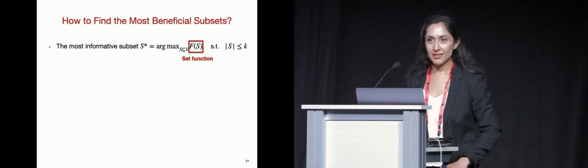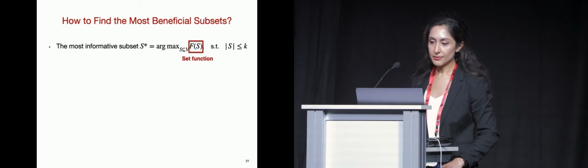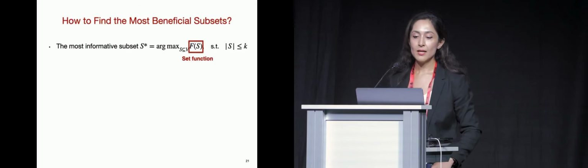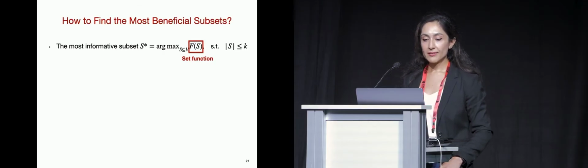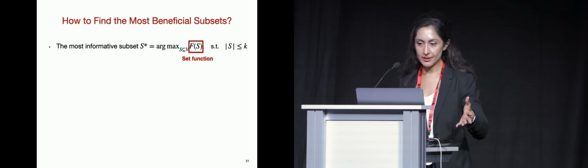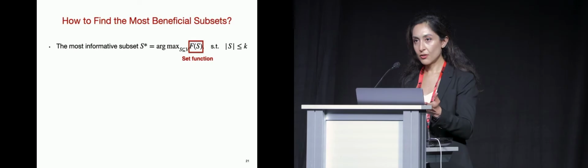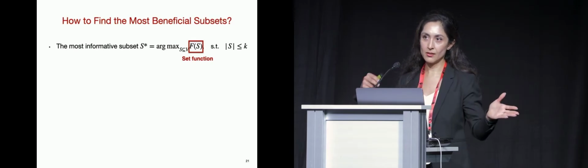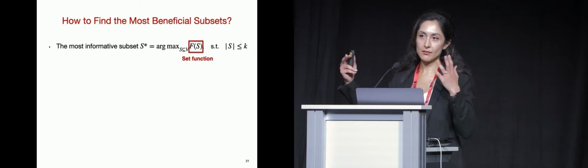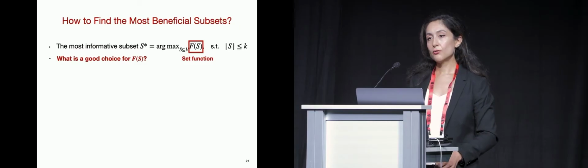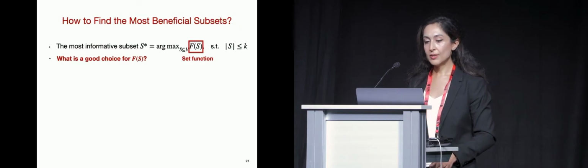Okay, so how can we find these most informative, most beneficial subsets? Let's formalize our problem. We want to find this S star, a smallest subset, that maximizes a set function. This set function tells us how good each subset of the big data is for training. Like, if we train on this subset, what is the performance that we expect? Subject to a budget constraint or cardinality constraint.